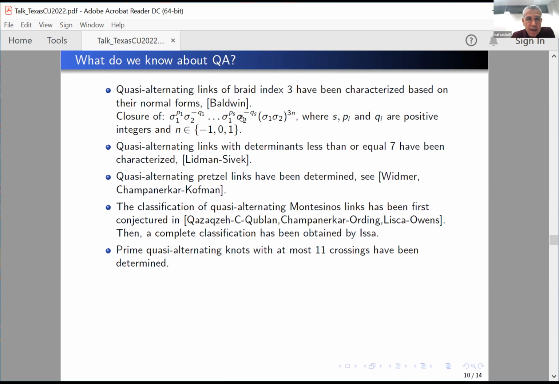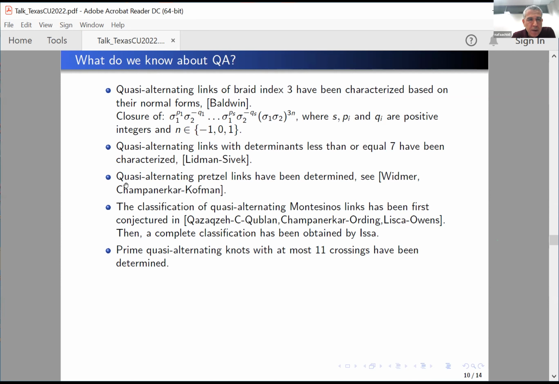So this is Baldwin. Quasi-alternating links with determinant less than or equal to 7 have been characterized by Greene and Teragaito, and Issa, and Lidman and Sivek.